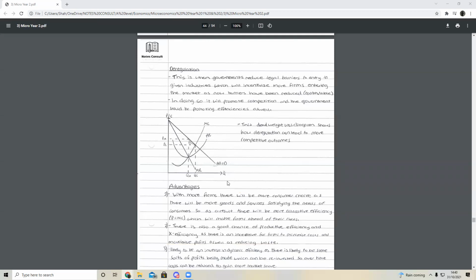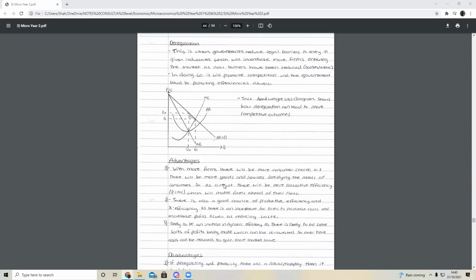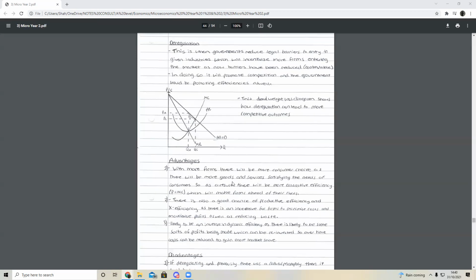So it's the same graph again, because we're always trying to push towards that allocative efficient level, where supply equals demand. So what are the advantages of deregulation? What I just said: more consumer choice, satisfying the needs of consumers. The reason this is happening is because firms are trying to get ahead of their rivals, so firms are going to produce new innovative products to capture the consumer's attention, and at a higher quality as well.